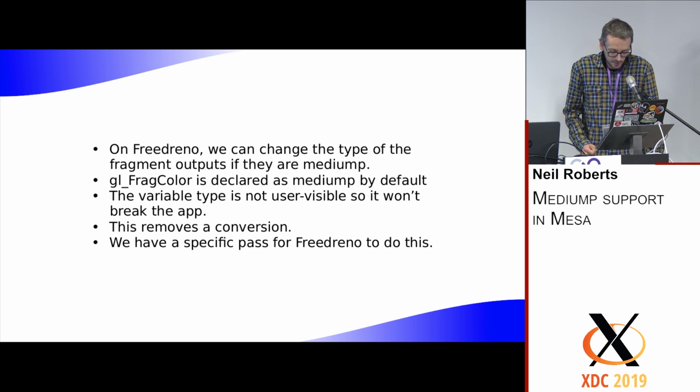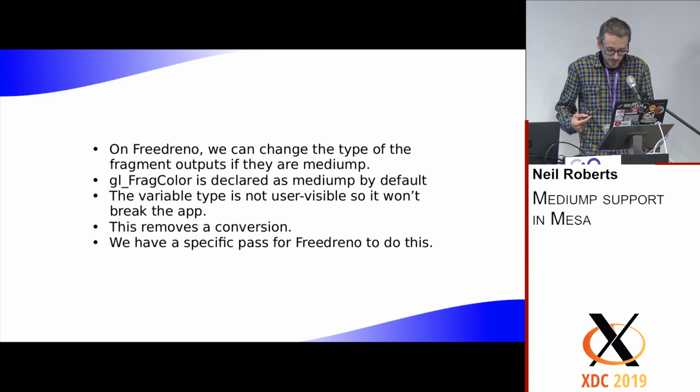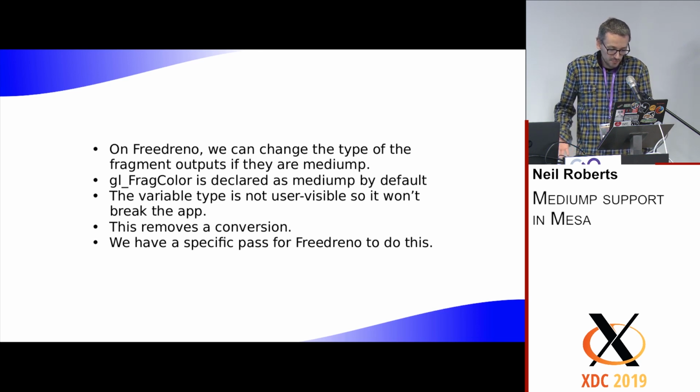So it just changes the type for the fragment shader outputs if they're declared as medium P, and in that case, the optimization will end up again with a redundant conversion to float 32 and back, and then finally that NIR pass will get rid of those conversions as well. This is particularly useful because on GLES, all of the built-in variables are declared with a precision, and the fragment color is declared with medium P by default. So this will help get rid of a conversion by default on a lot of shaders.